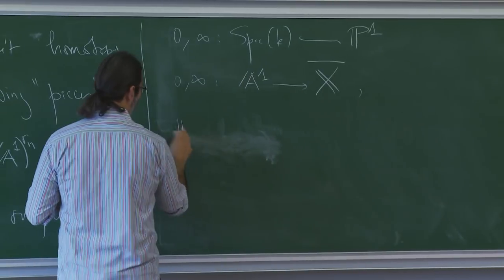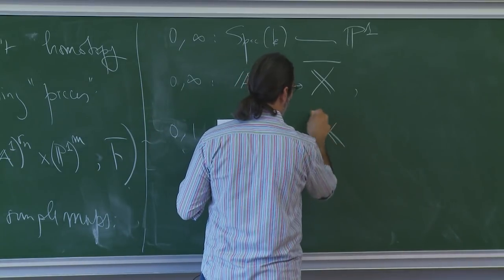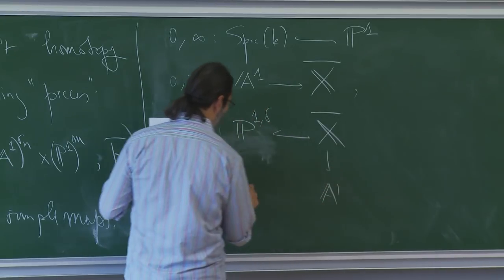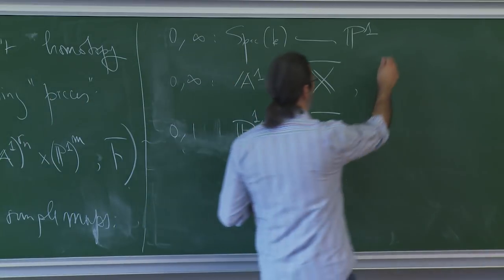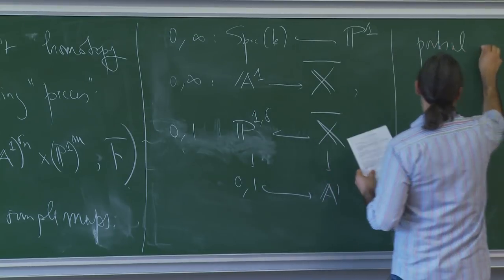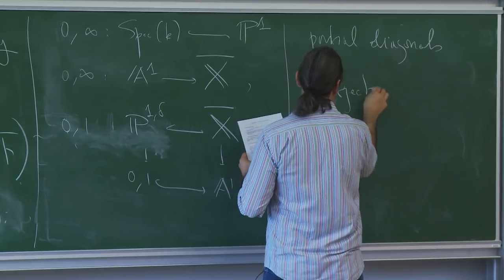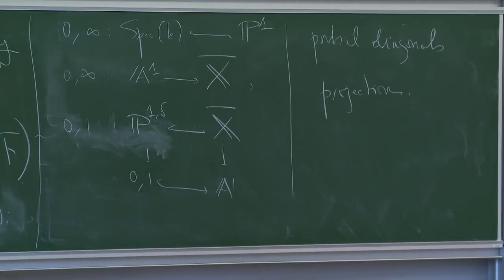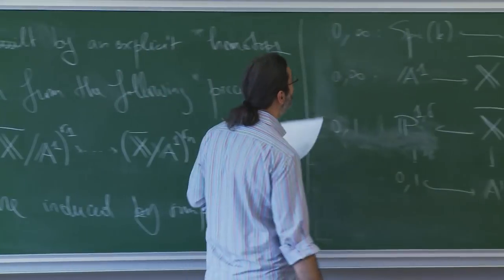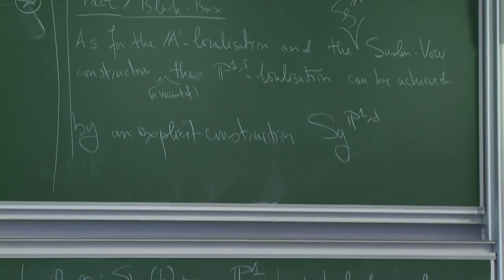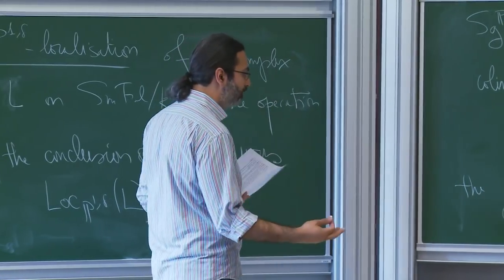There are also two morphisms from P1 delta to X. If this is A1, these are the fibers at 0 and 1. And there are also partial diagonals and projections. I think that's all. So all these maps are used to build some big diagram, and the homotopy colimit of this diagram will be computing this P1 delta localization. And it's really not useful to tell you what this diagram is. I don't even have this in mind.